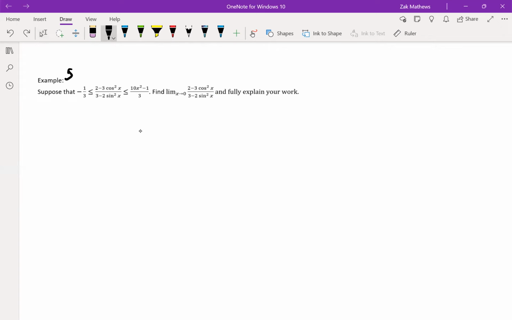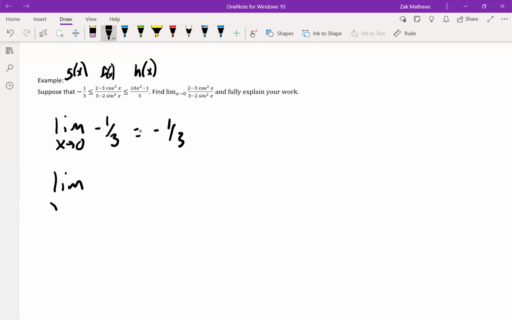What I'm doing is I'm calling this first function the g of x. This middle one is my f of x. This last one is my h of x. Just kind of comparing it to the actual theorem. What I'm going to do is take the limit of this first function. We want to know the limit as x heads to 0. So if we take this limit, very easily we get -1/3.